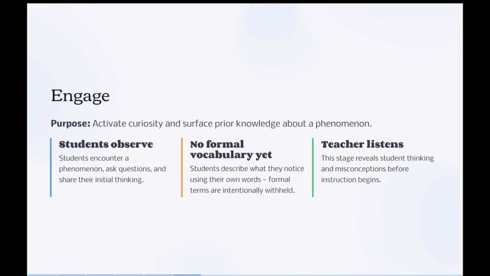So let's take a closer look at the 5E model and where vocabulary instruction fits in. During the engage portion of the inquiry model, the purpose is to activate curiosity and surface prior knowledge about a phenomenon. Students observe, they encounter a phenomenon, ask questions, and share their thinking. There's no formal vocabulary yet. Students describe what they notice using their own words. Formal terms are intentionally withheld.